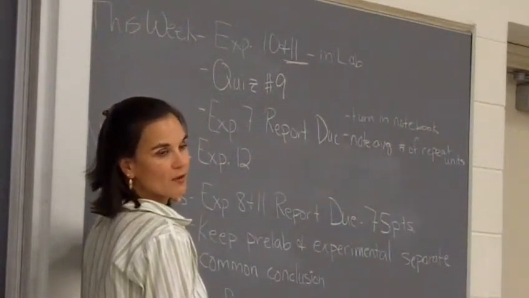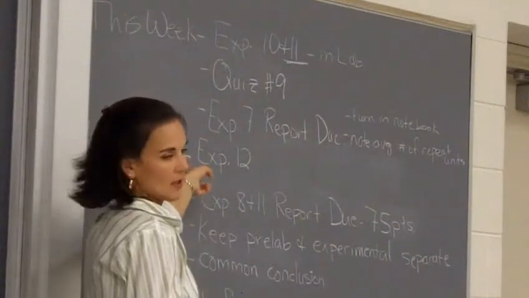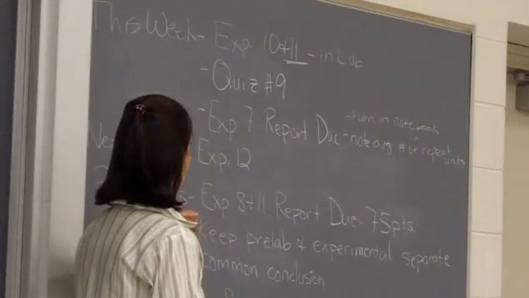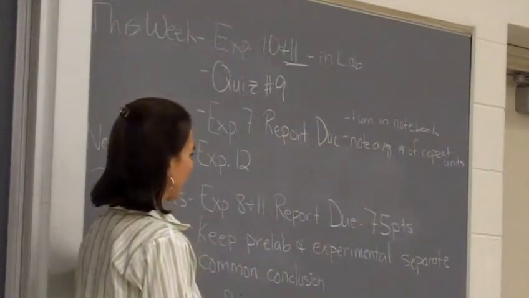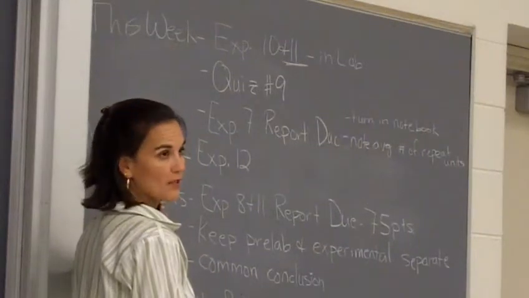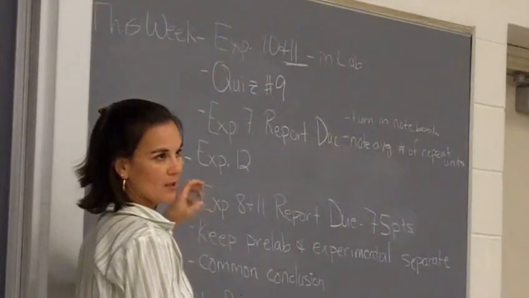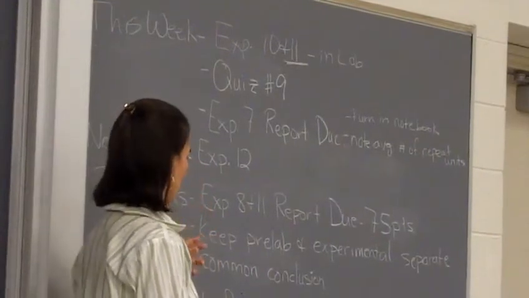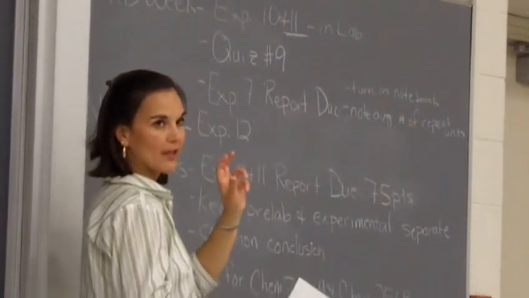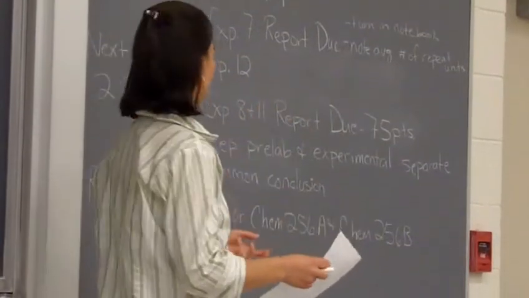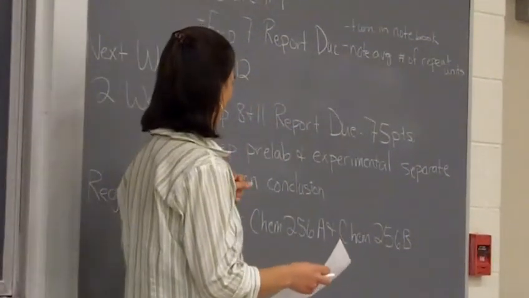It says experiment 12 and 13. The actual doing is in experiment 12. And then in 2 weeks, your experiment 8 and 11 report will be due. That is worth 75 points because we're combining 2 experiments together in one report, but because they are related, you use the product from one to go on to the next one. We're putting them together in one report.